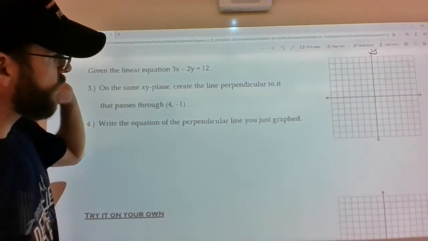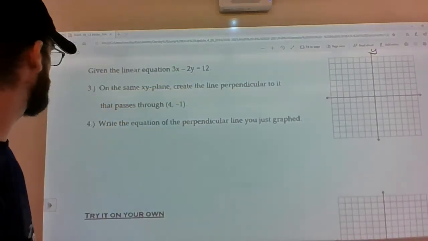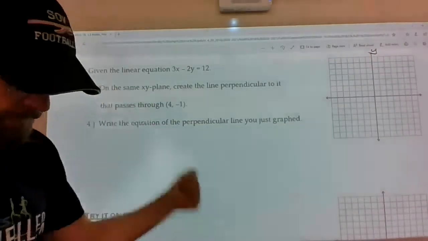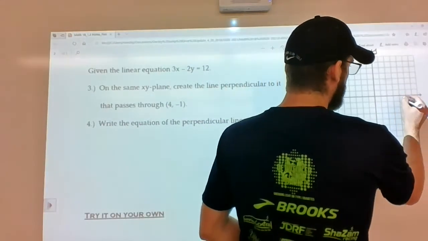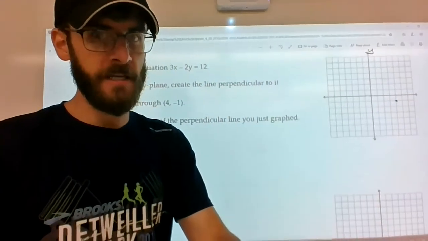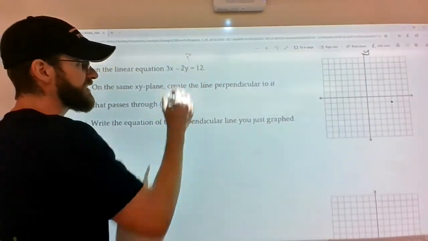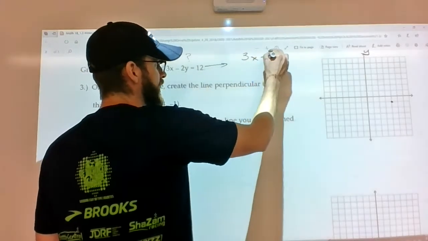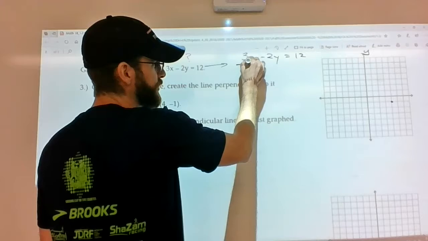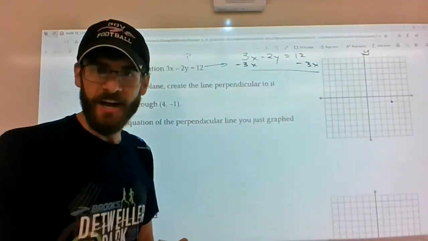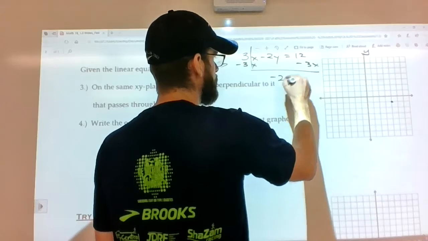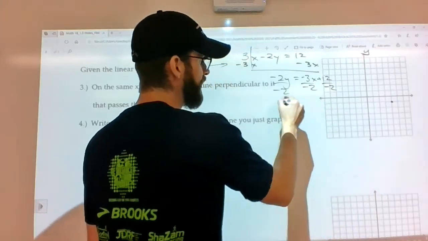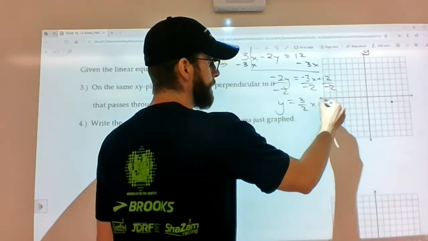All right, so we're given the equation 3x minus 2y equals 12. On the same xy plane, create the line perpendicular to it that passes through 4, negative 1. Okay, it goes through 4, negative 1 for sure. So we need to know the slope of this thing, but y is not by itself. Oh yeah, we know how to do that. So 3x minus 2y equals 12. All you got to do is subtract the 3x from both sides. Divide by negative 2. And then y is equal to positive 3/2 x minus 6.